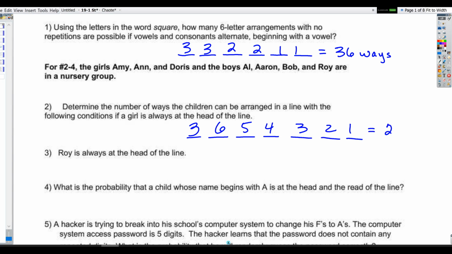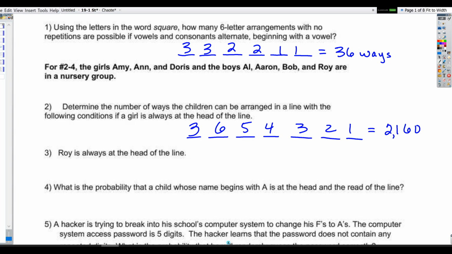2,260. 210. Okay, y'all are all getting something different. 2,106. 2,160? That sounds about right. Okay. Did y'all get that? Did y'all follow this process with the multiplying? Okay, good. Now, does that make sense?